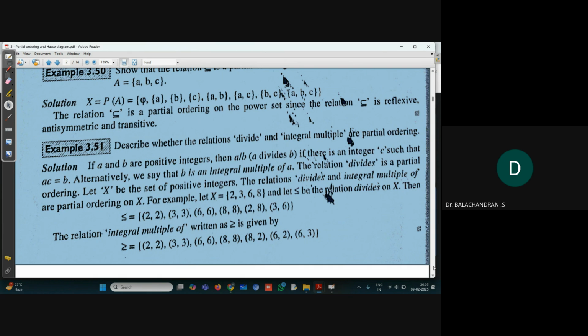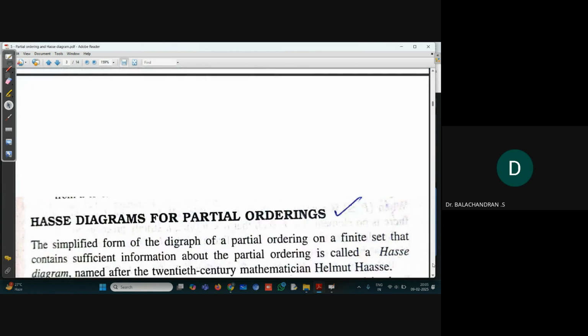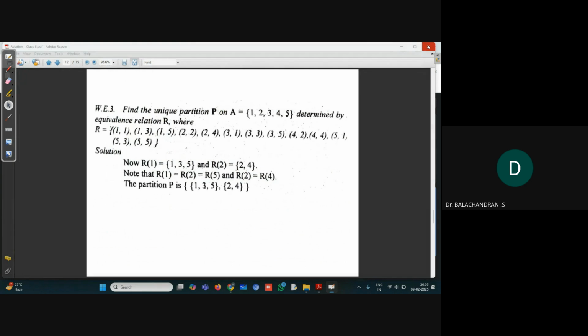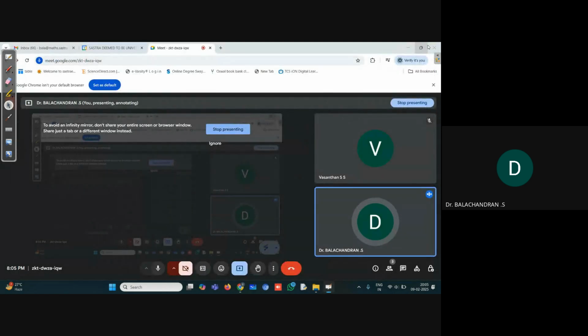So this is the syllabus up to the first CA. The Hasse diagram is not included in the first CA syllabus. That's why I'll stop here. Thank you for your patience and for listening to my lecture.